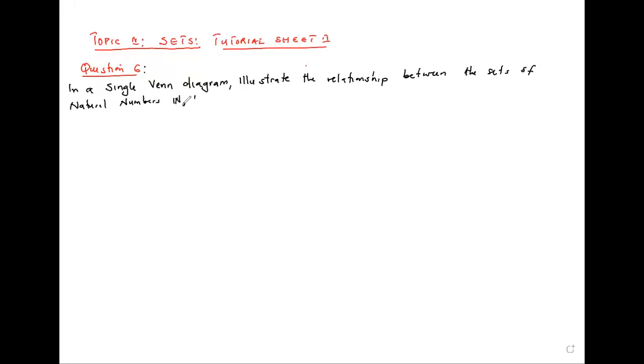which is N, integers, which is Z, rational, which is Q, and then irrational, which is P, and real numbers, which is R. So we illustrate these sets in a single Venn diagram.